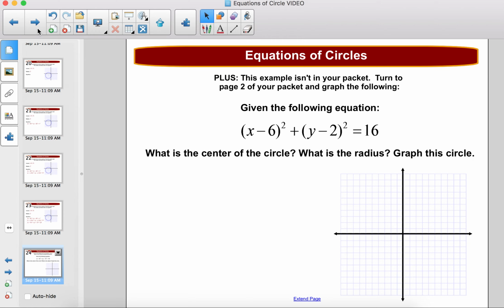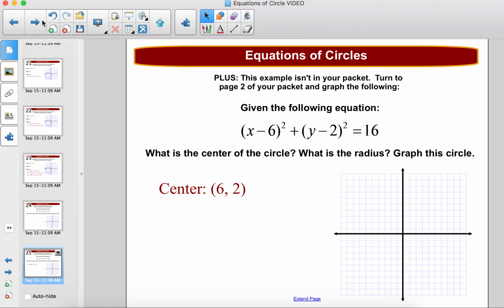It says, given the following equation, what is the center, what's the radius, graph? A little different than the other ones. I would probably start with the center first. The center is going to be the opposite of these. Keep them in order. Since it's a negative 6, it's actually positive 6, because they're always opposite. Instead of minus 2, it's going to be a positive 2. So the center is going to be 6, 2.